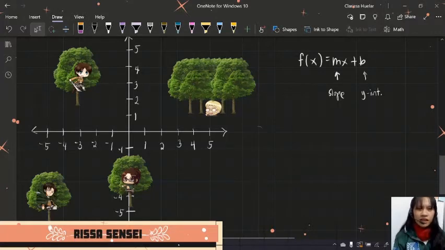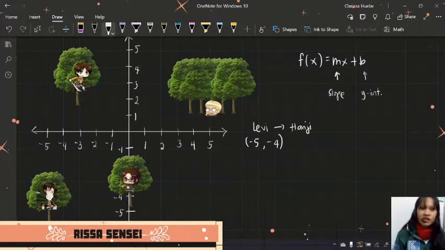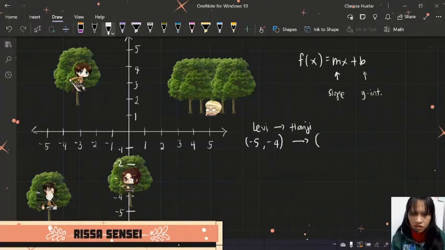Kay Levi going to Hanji. So, punta muna si Levi kay Hanji. And, the point or the coordinates ni Levi, siya ay nasa -5 yung x, tapos ang y ay -4. Pupuntahan niya si Hanji na ang coordinates ay, so nandito siya, so this is -2 and this is -3.